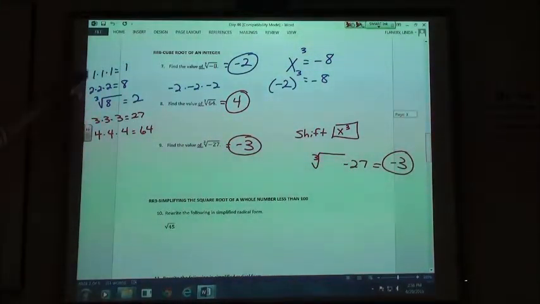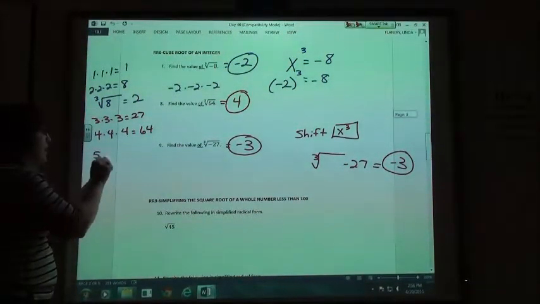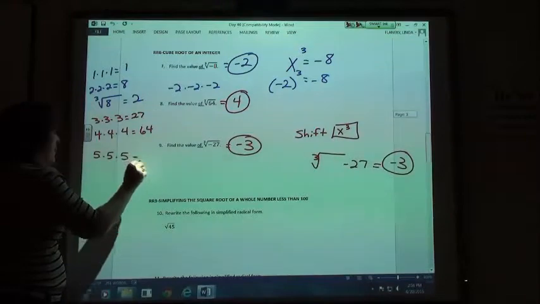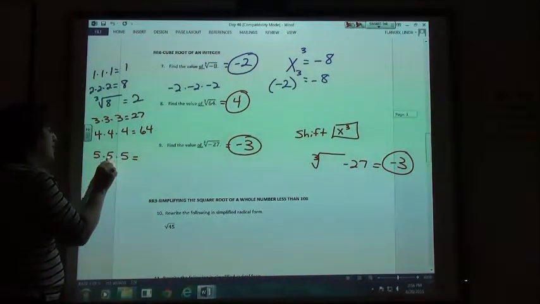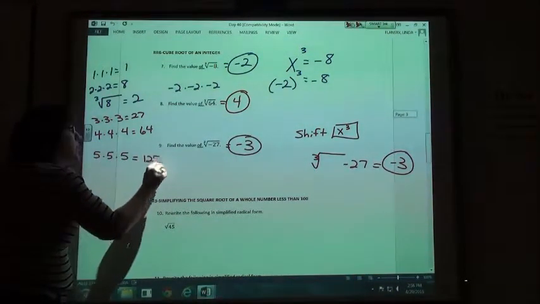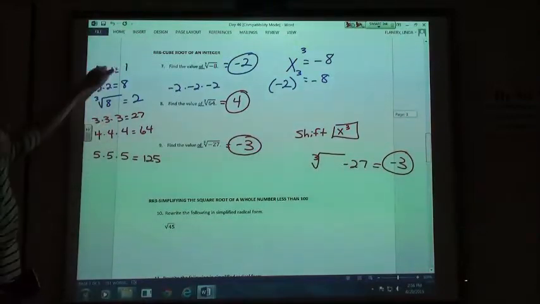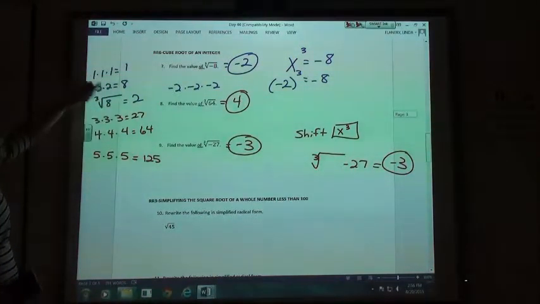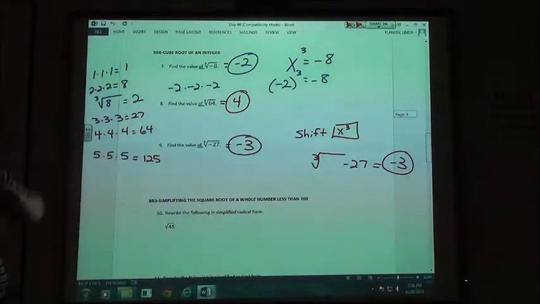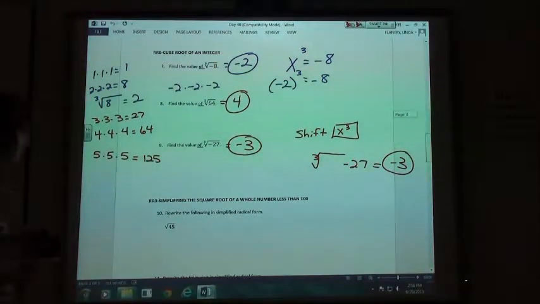Knowing your cubes, you might just want to list the perfect cubes on your paper. 5 times 5 times 5. 5 times 5 is 25. 25 times 5 would be 125. So 1, 8, 27, 64, 125. Those are your first 5 perfect cubes.